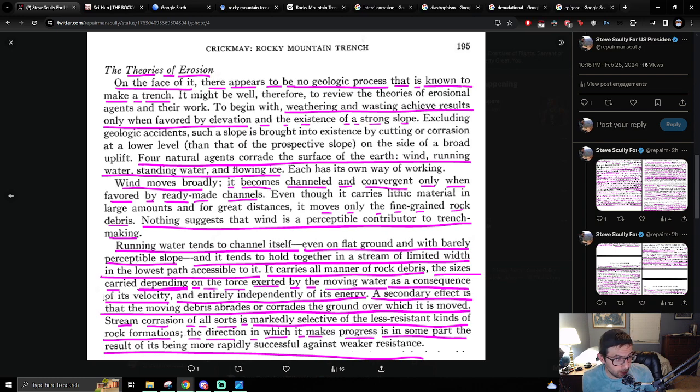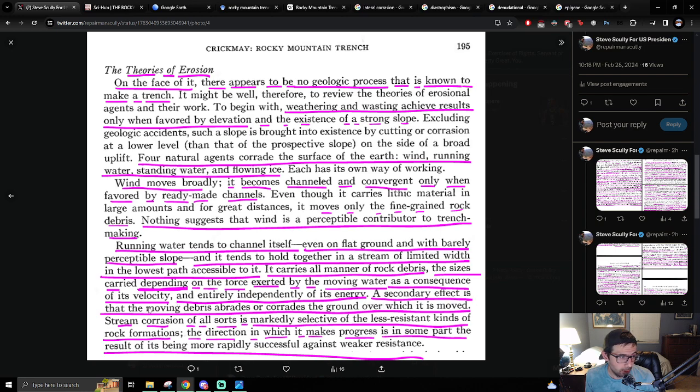consequence of its velocity, and entirely... This ain't limited to water flows we see today. Oh, water can only flow at this velocity in modern times? Water can flow at any velocity with enough pressure and containment. It's going to flow as much as those values instill into it. It doesn't really matter. Entirely independently of its energy.